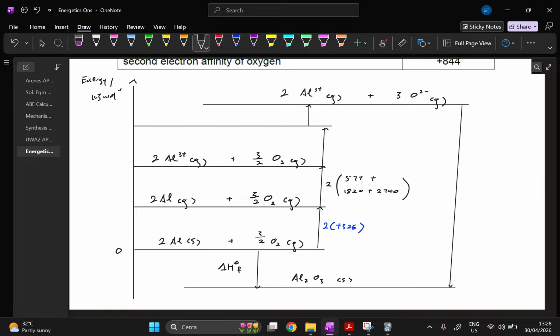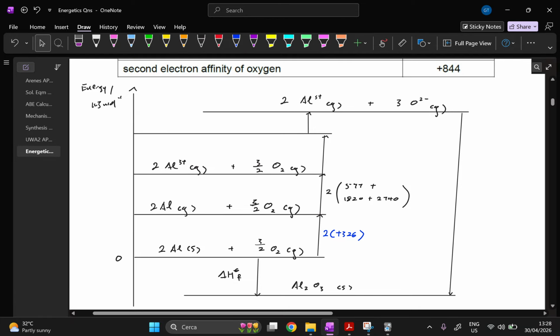And then next, I can focus on changing my O2 now, right? So I want to get from O2 to O2-. I have two steps to do that. The first thing I need to do is go from 3/2 O2 to 3O.